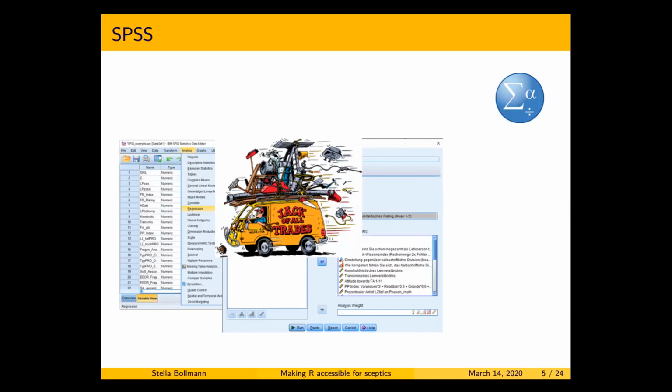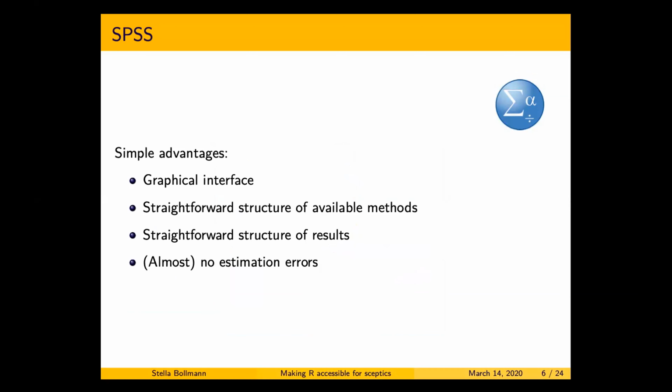So SPSS appears to be the jack of all trades. It does whatever you want, and you don't really have to understand what you're doing. It just gives you a result for all your analysis. So the simple advantages basically are the graphical interface. The methods are structured in a straightforward way, and also the results are structured in a very straightforward, understandable way. And it almost always gives you a result and not an error.